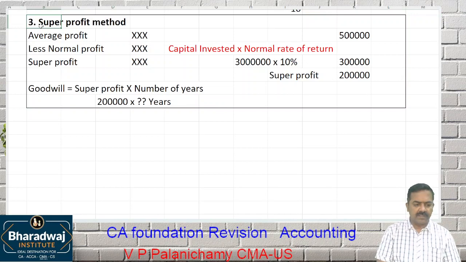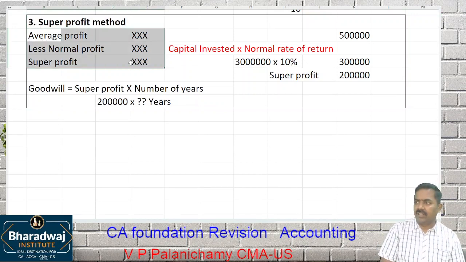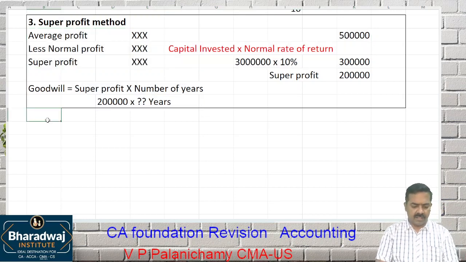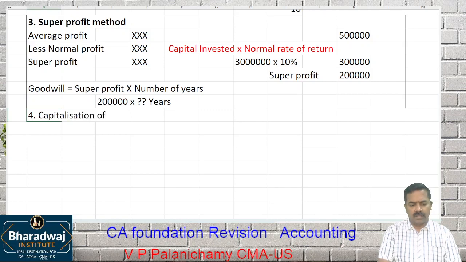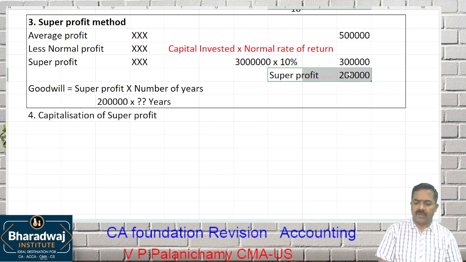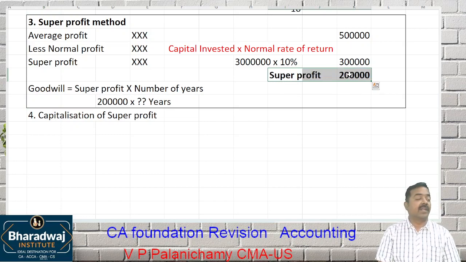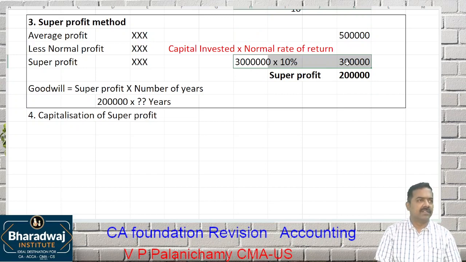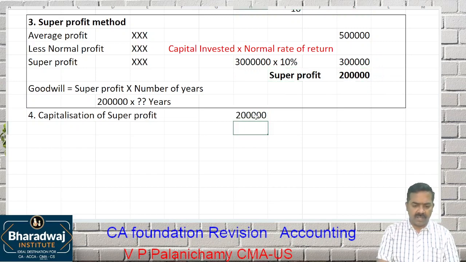What is the super profit method? Profit earned more than the normal profit, we call it which one? Super profit. Based on that, goodwill can be valued. Then capitalization of super profit. Capitalization means finding capital for this profit, finding how much of capital required for this profit. Simple. Listen. How much the firm earned? 5 lakhs. With this capital, how much they should have earned? 3 lakhs. How much extra they earned? 2 lakhs. For earning this 2 lakhs, at 10%, how much should have been the capital?